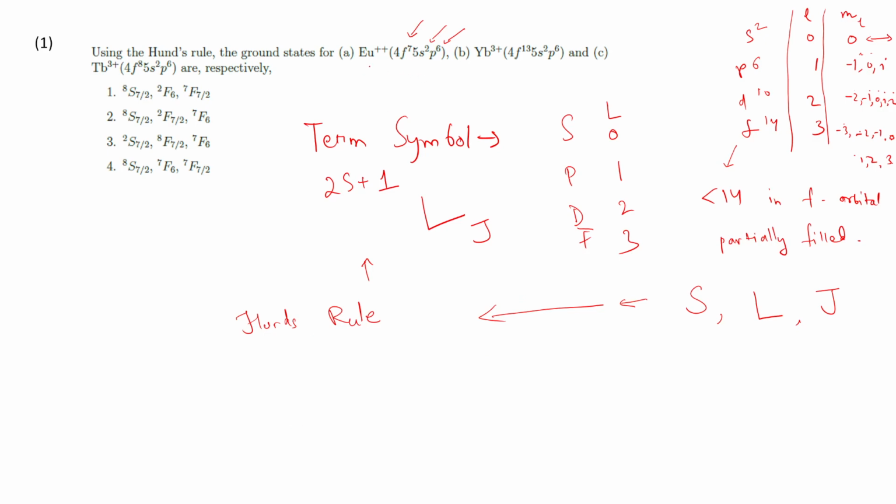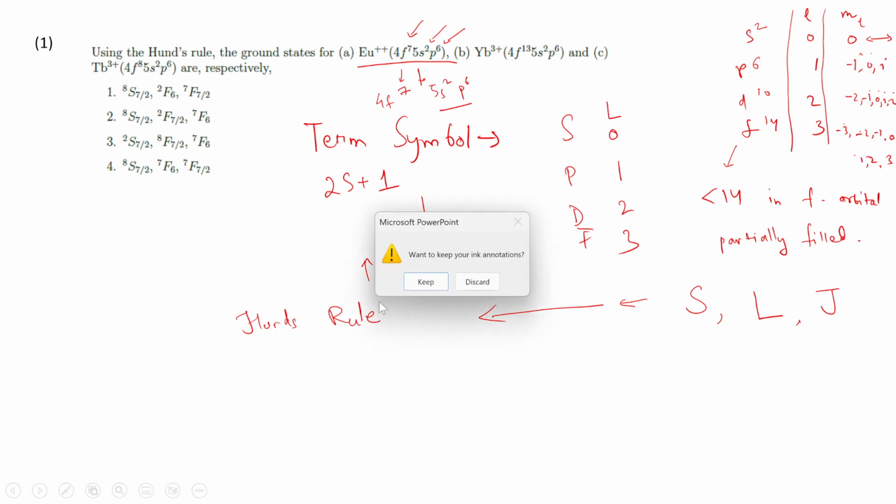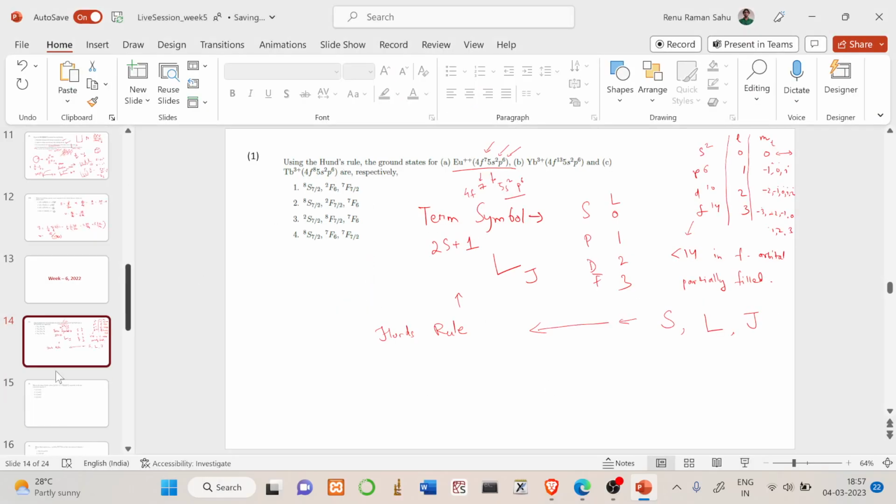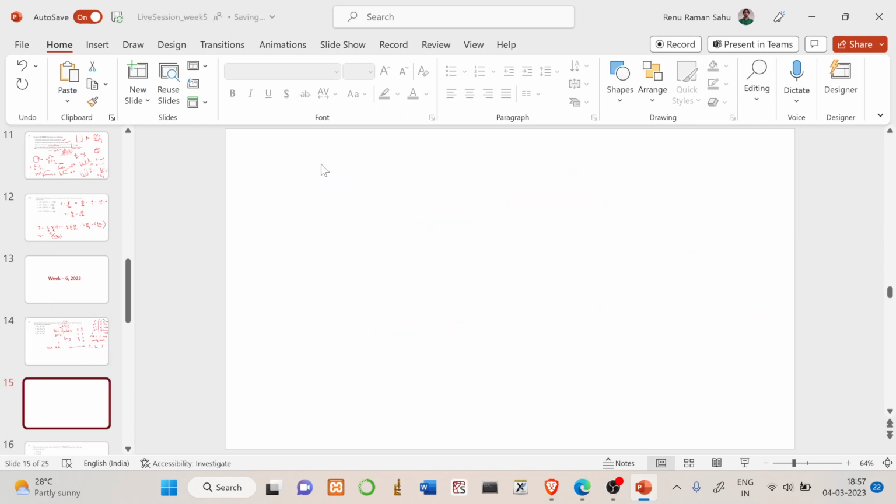So let us look at this species. Here it is 5s2 5p6, which is totally filled, but it is 4f7. Let us see how we apply Hund's rule to get the term symbol for that. The way we do it, it is Eu++, and I'll write the half filled one, 4f7.